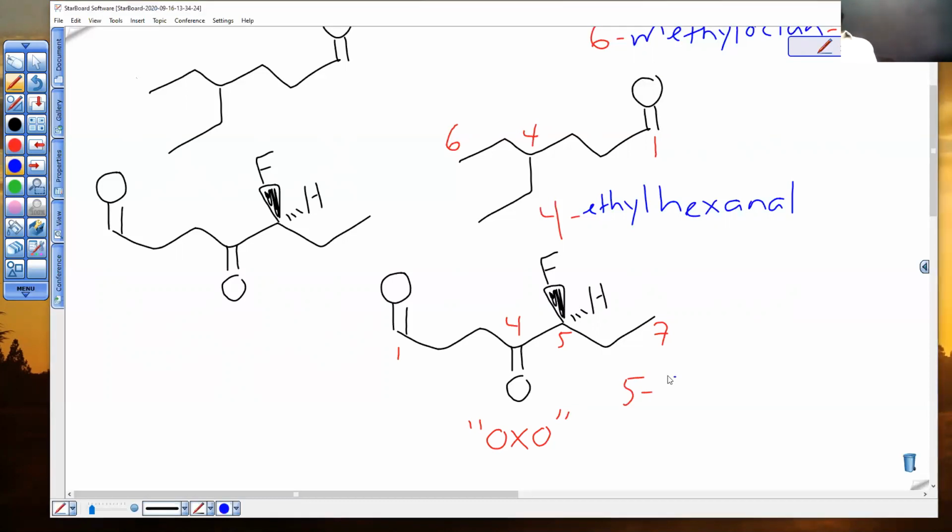5-fluoro. Leave a little room for a stereo center. And 4-oxo. So we're not going to end with one, are we? We've already covered the carbonyl. That's the ketone. And we're going to say it's heptanal. Oh, we don't need a dash. There's no number here.